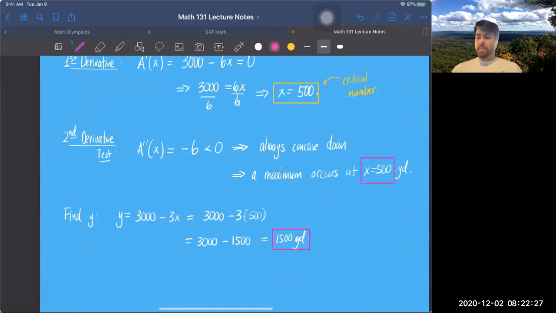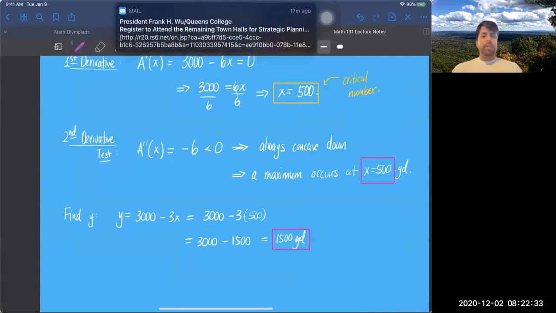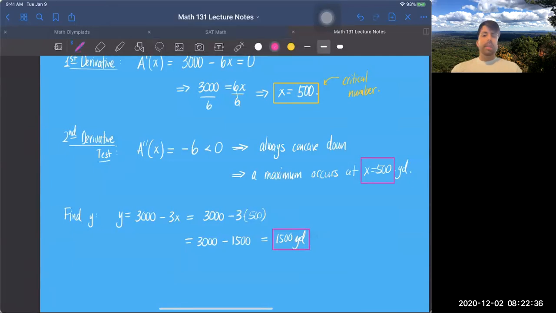So then this becomes a very powerful, useful tool because maybe you're trying to maximize some other quantity, and if you can represent it mathematically, you can always find the maximum using calculus. So great. So we found that the width of the rectangle must be 500 yards and the length should be 1500 yards. So then what would be the maximum area?